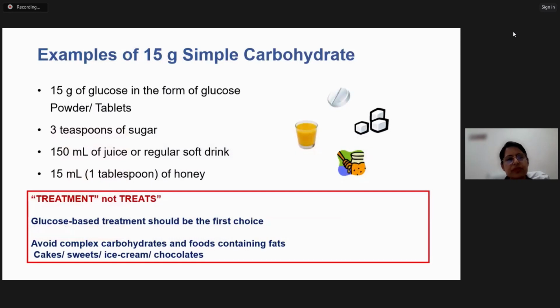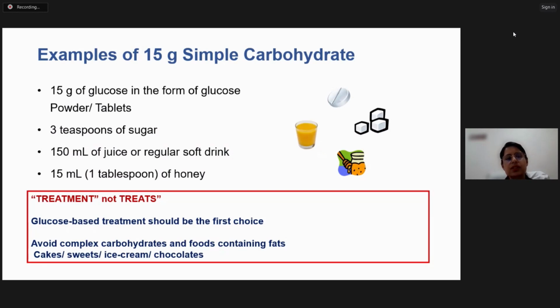So examples of 15 grams of fast-acting carbohydrates are 3 teaspoons of glucose powder or glucose tablets, or 3 teaspoons of sugar, or 150 ml of juice or regular soft drinks, or 15 ml of honey. Here there are 2-3 points which should be kept in mind. The soft drinks used here should be regular, not the sugar-free ones. And glucose is the best choice for treating hypoglycemia.